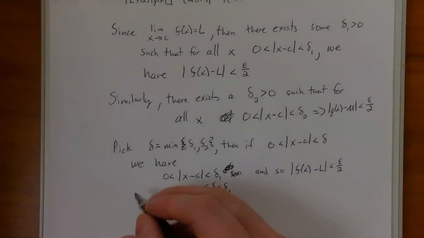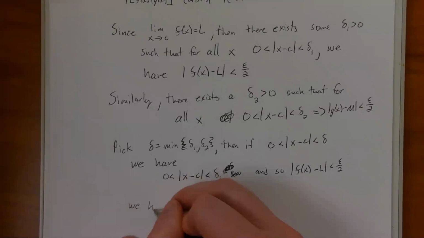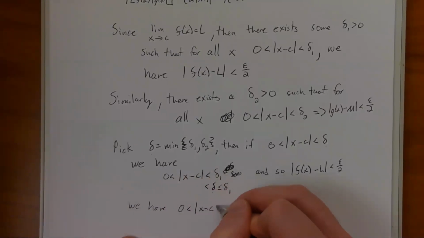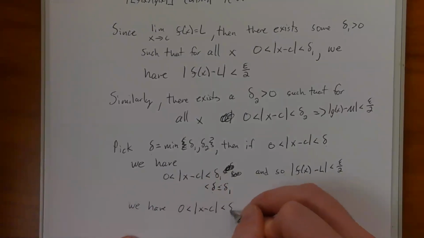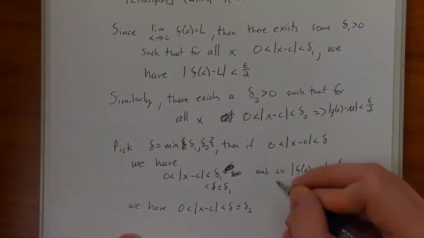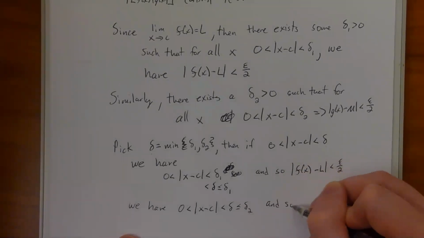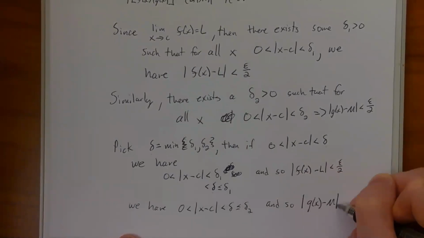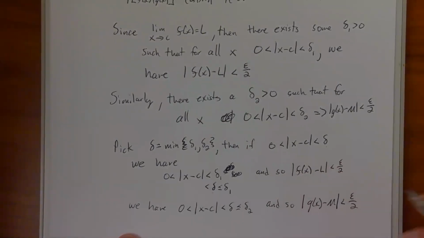And moreover, similarly, this is less than delta, which is also equal or less than delta 2. And so the absolute value of g of x minus M is less than epsilon over 2.